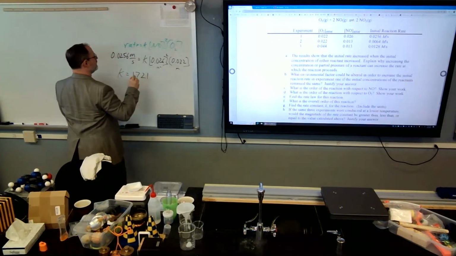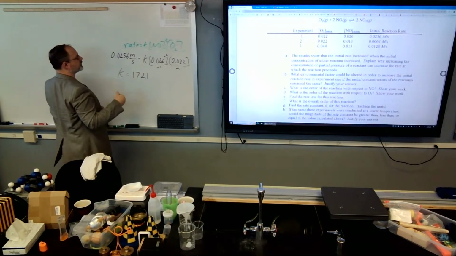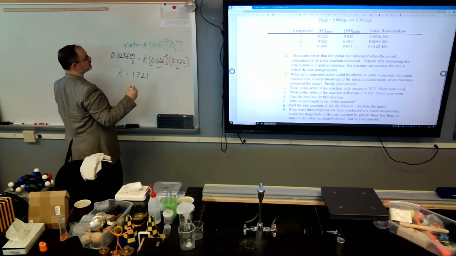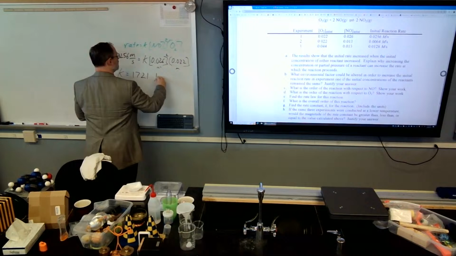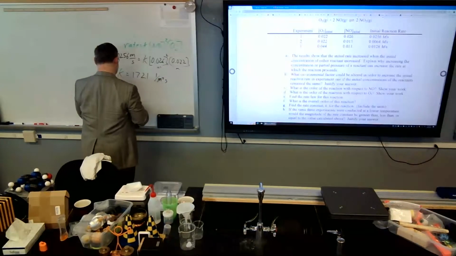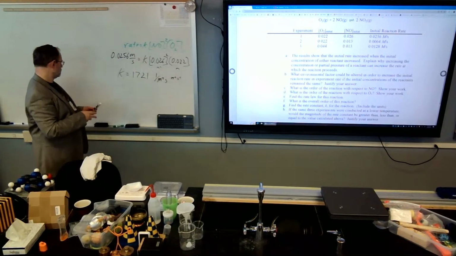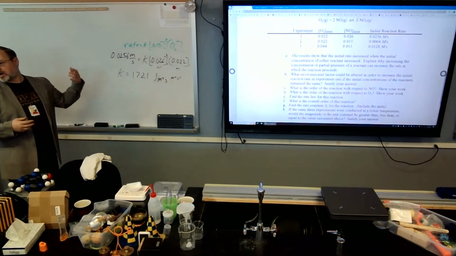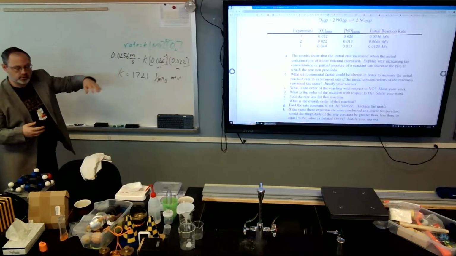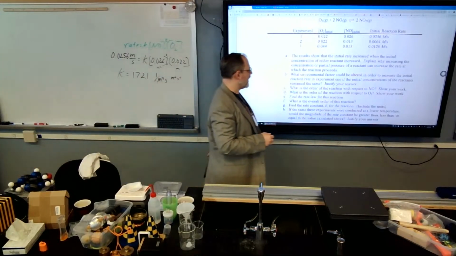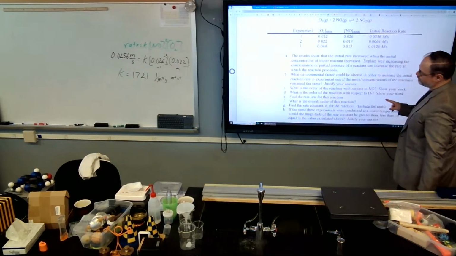And this is molarity squared. This is molarity. So what does our unit of K have to be? 1 over molarity squared second. Yes, 1 over molarity squared seconds. Also, you could write it as molarity -2, second -1. Either is okay, depending on your preference. I like to show exponents this way.